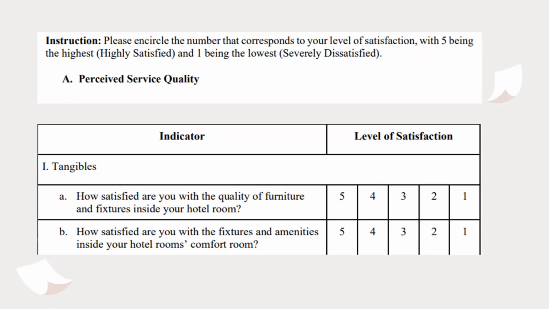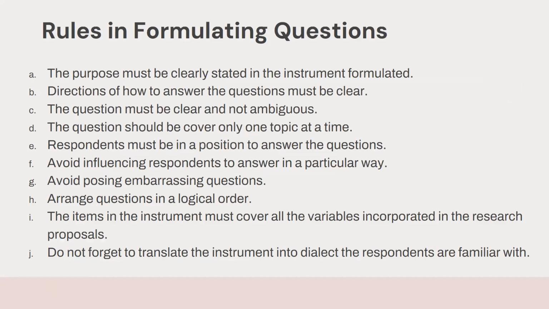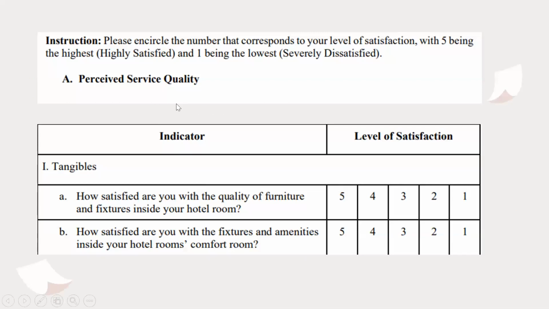Okay? And then we have here, the question should cover only one topic at a time. So here, kung kanina napag-aralan natin, meron siyang mga variables. Dito sa questionnaire niya, nakagroup yung question based dun sa variables. Perceived service quality, so inaaral yung tangibles or tinetest yung tangibles. So yung mga questions directly related to tangibles. So how satisfied are you with the quality of furniture and fixtures inside your hotel room? How satisfied are you with the fixtures and amenities inside your hotel room's comfort room? So puro regarding yan sa tangibles.